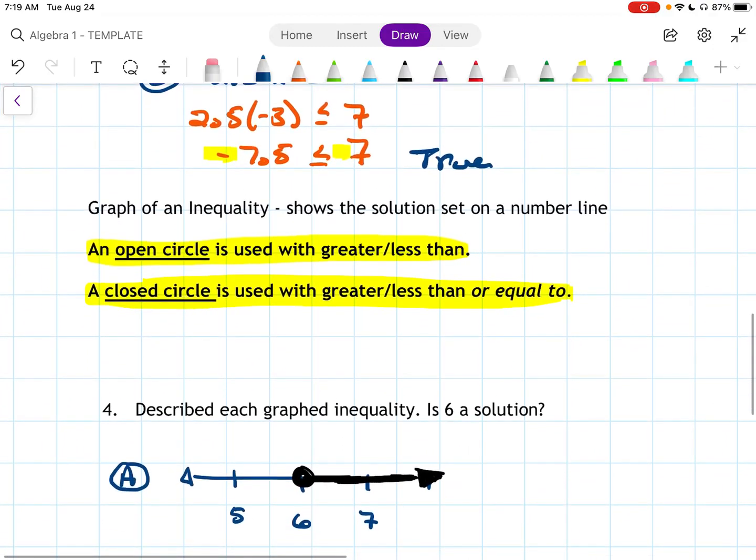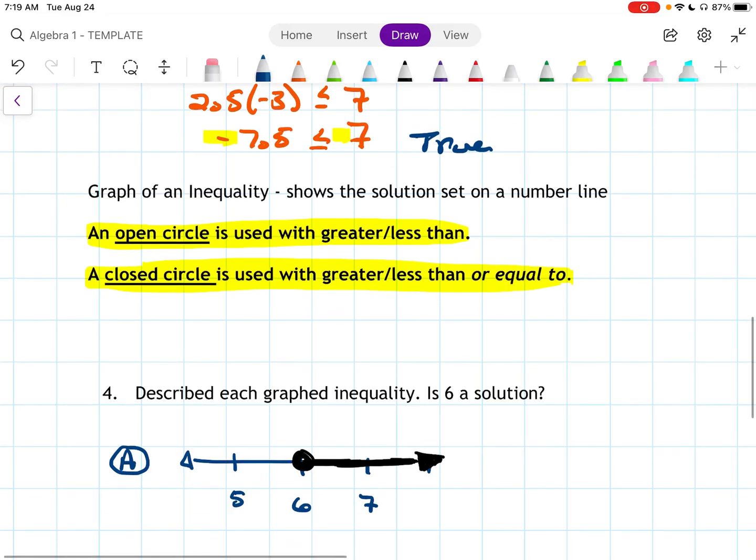Graphing an inequality. Whenever we graph an inequality, it shows the solution set on a number line. Whenever we graph it, we either use an open circle or a closed circle. Pay attention to this because this is something that we can easily mess up. An open circle is used with greater than or less than, so like that or that. A closed circle is used with greater than or equal to or less than or equal to, and that's the big thing here. So it would be one of those symbols.